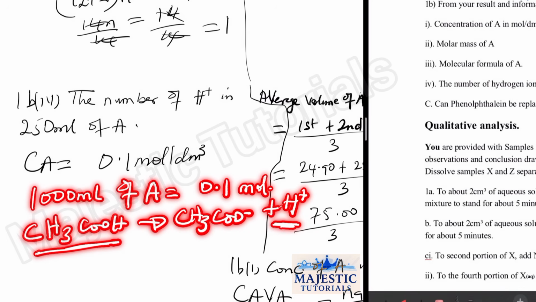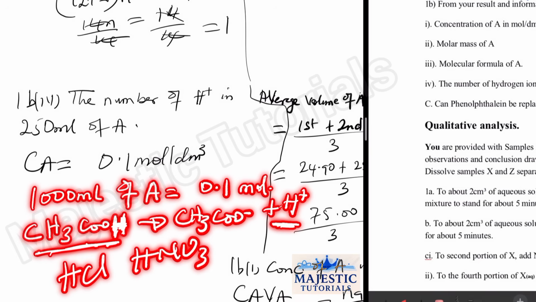But let's assume it's not. This is a monobasic acid. Why is it monobasic? Don't confuse monobasic and monocarboxylic. Monobasic acid is an acid that has only one replaceable hydrogen ion in its molecule. Like HCl is monobasic, HNO3 is also monobasic, but H2SO4 is dibasic. This one will dissolve such that 1 mole of this will give us 2 moles.